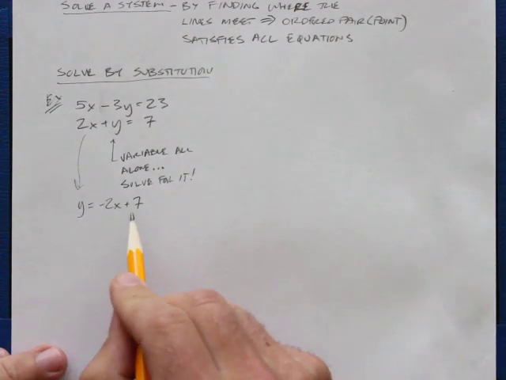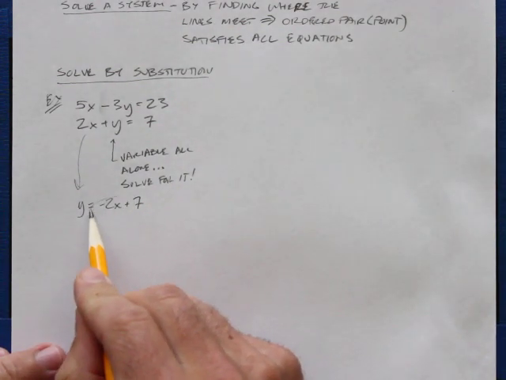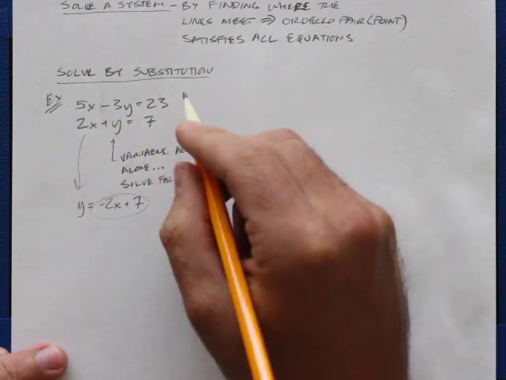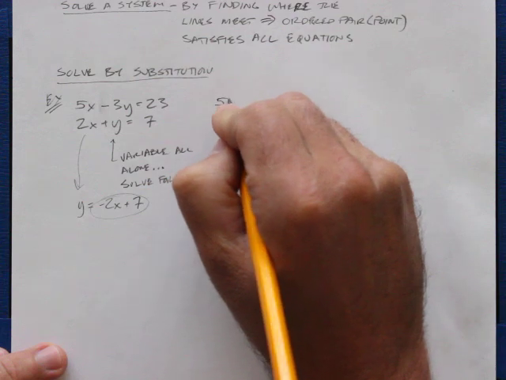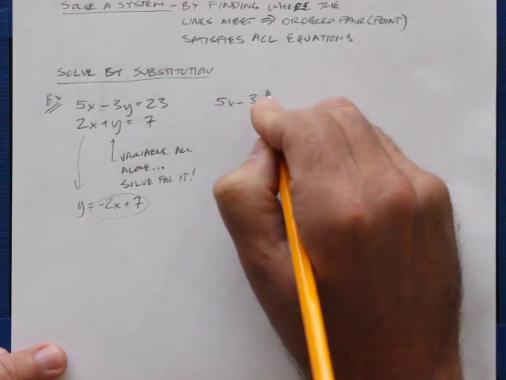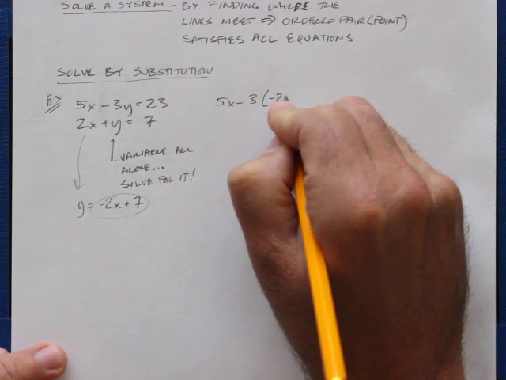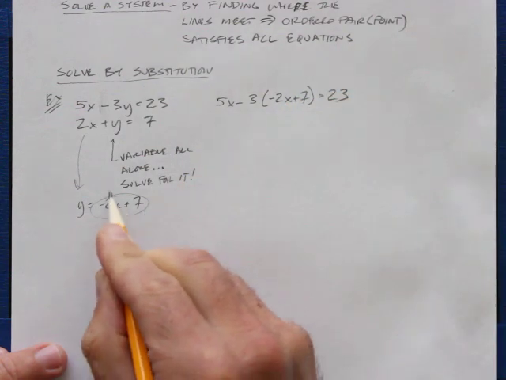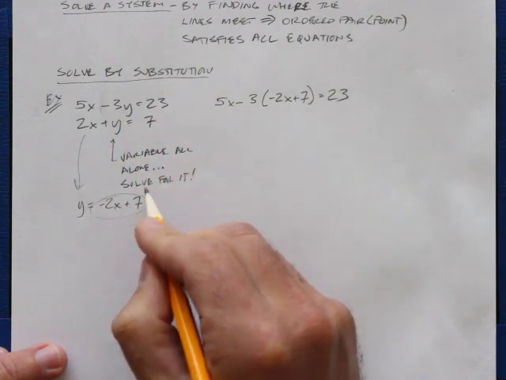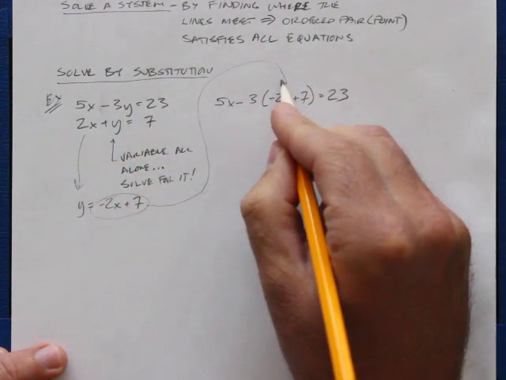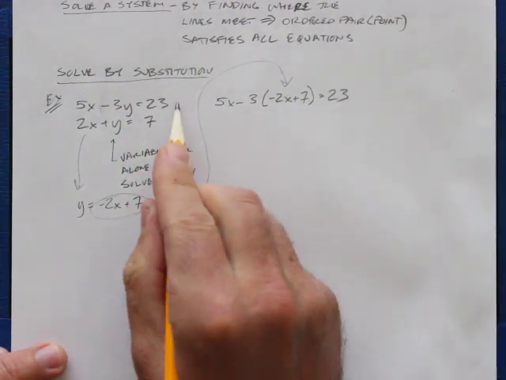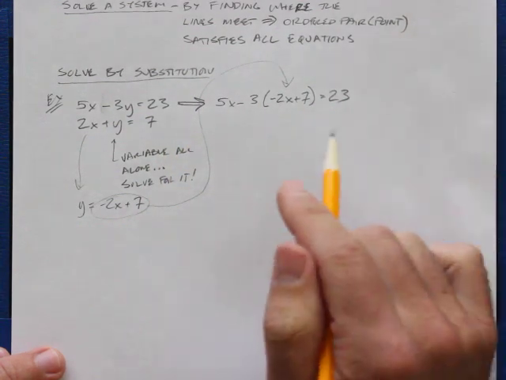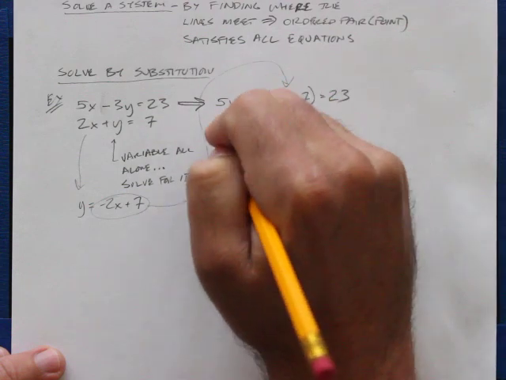Now I take this y equals negative 2x plus 7 and I plug it into this original equation. So if I've got 5x minus 3y, I'm going to put the negative 2x plus 7 in there equals 23. So I've taken what y equals, and I've substituted it in for y. That's why it's called substitution. Now I just solve for x.